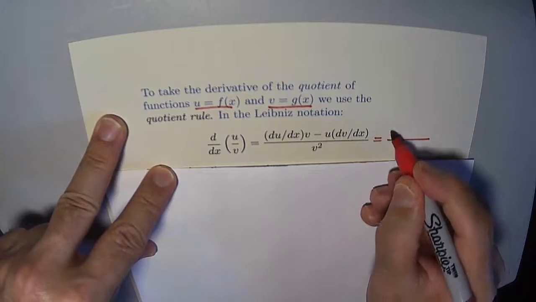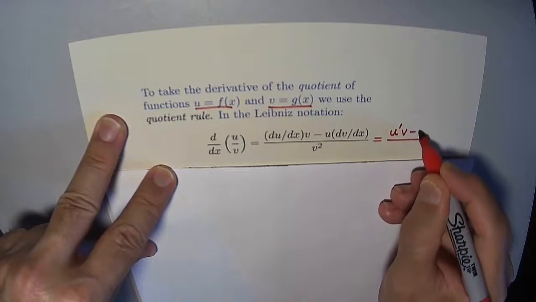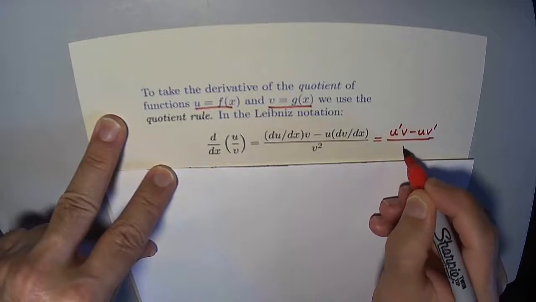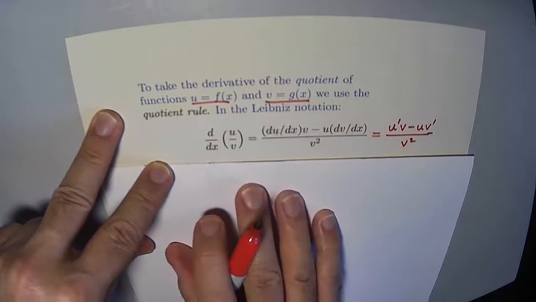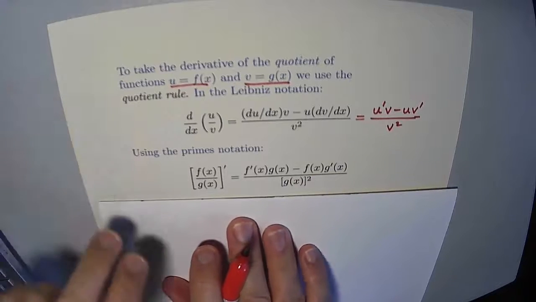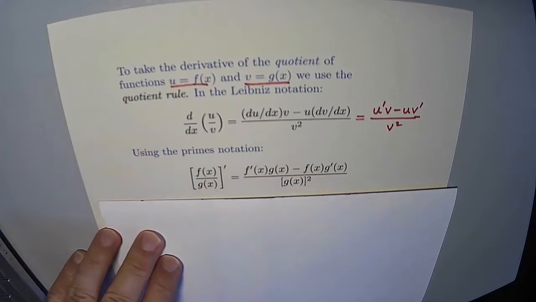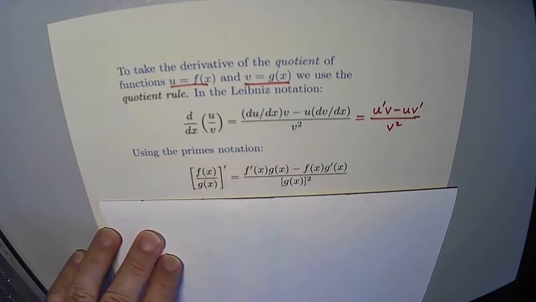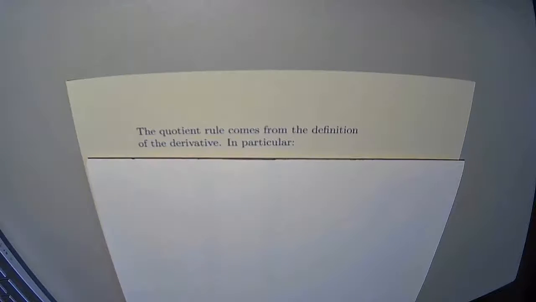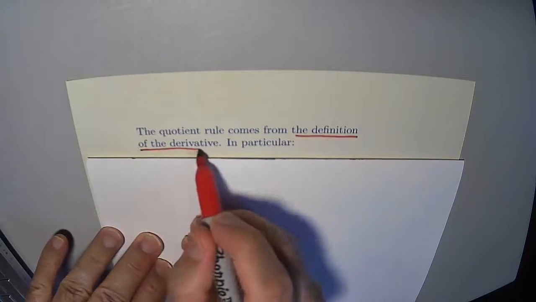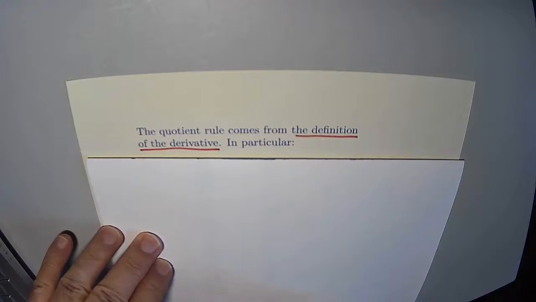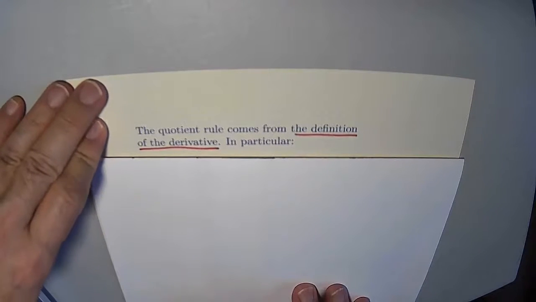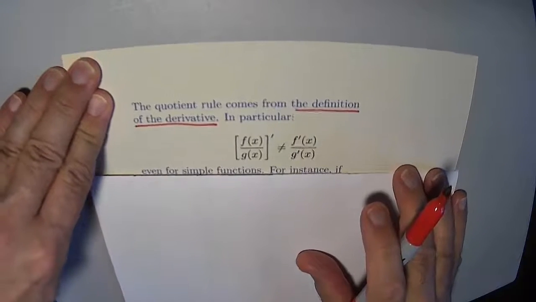We can also think of this as u prime v minus u v prime, all of that divided by v squared. We can also write this in the primes notation. It says essentially the same thing. Instead of v and u, we have g and f. The way the quotient rule looks has to do with the definition of derivative, and I'll cover the derivation of the quotient rule in a separate video. Here, let me just say one more thing about it.